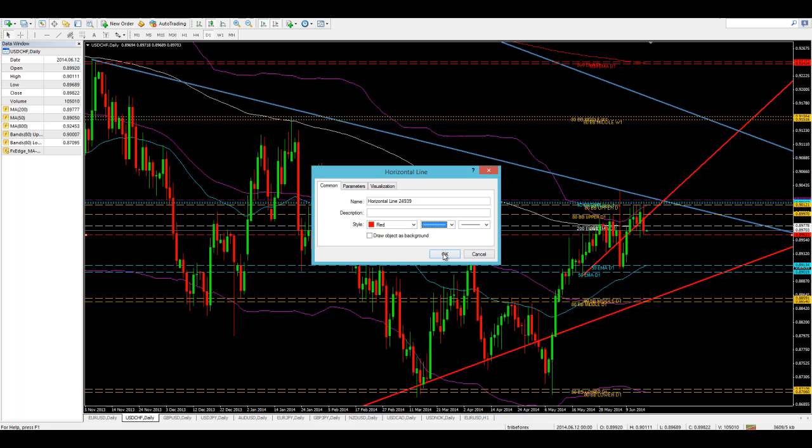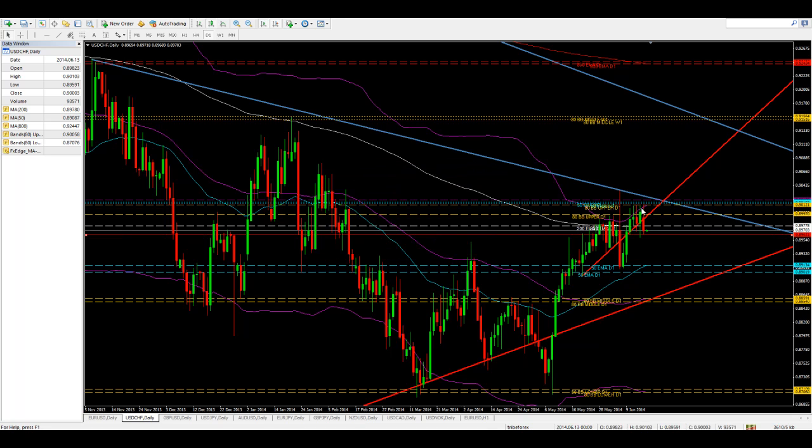Besides that, there's not an awful lot going on here. There's just more consolidation, bouncing between 0.90 and about 89.70 here on the dollar Swiss, and we're going to look for price to continue to move forward with that.